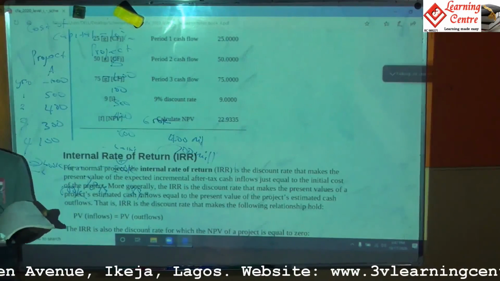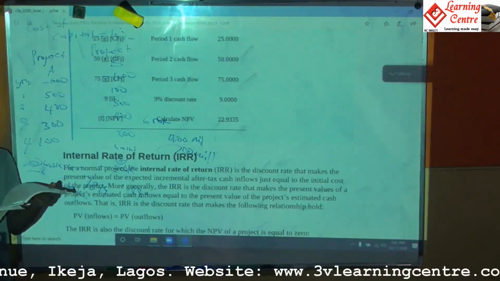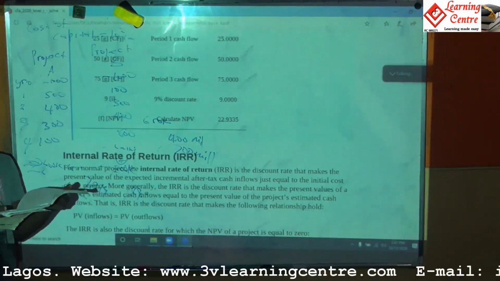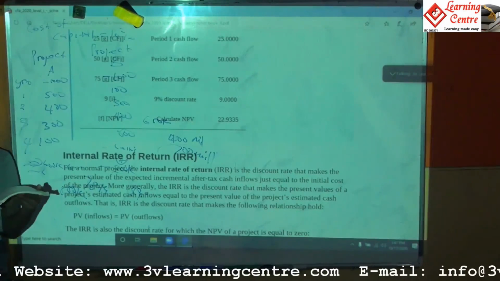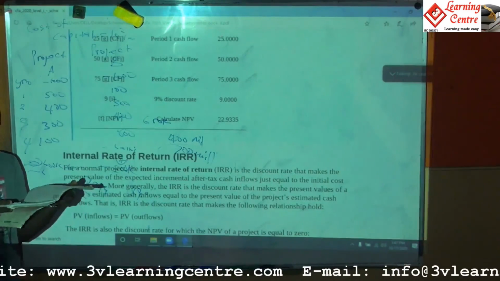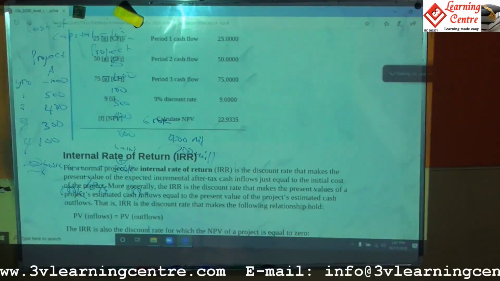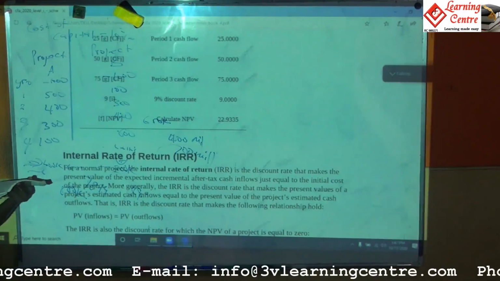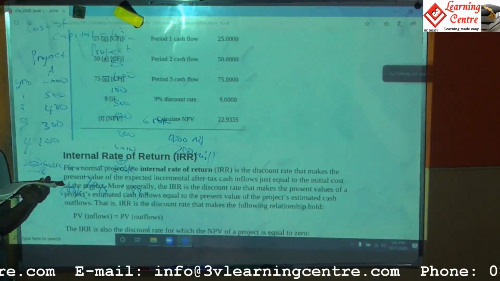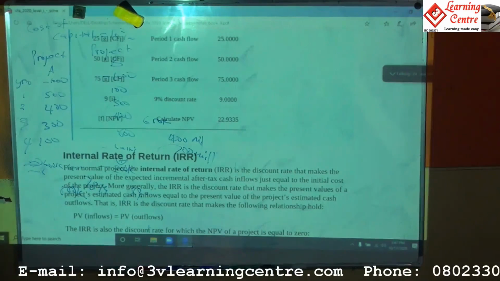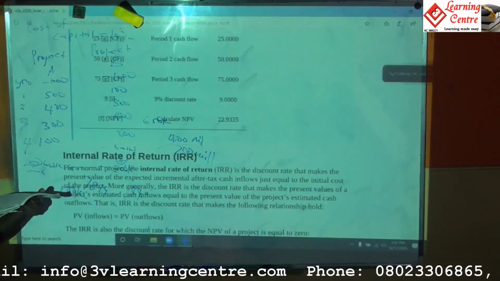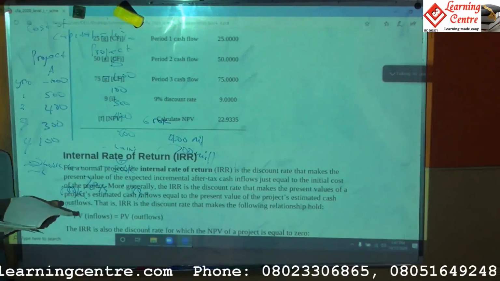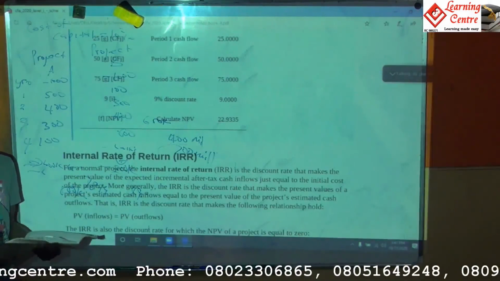A discount rate that makes the total present value of the cash flow, the NPV, equals 0. The discount rate that makes the total present value of the cash flow of the NPV equals 0. Are we good?